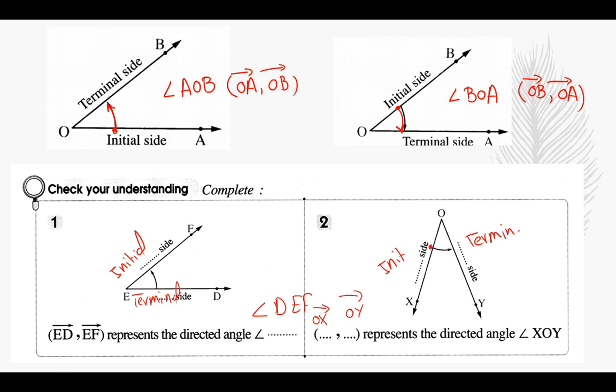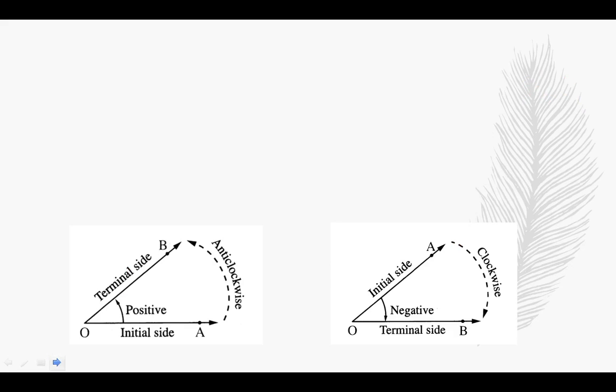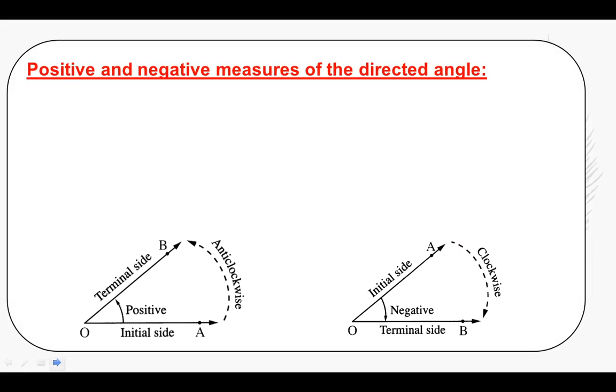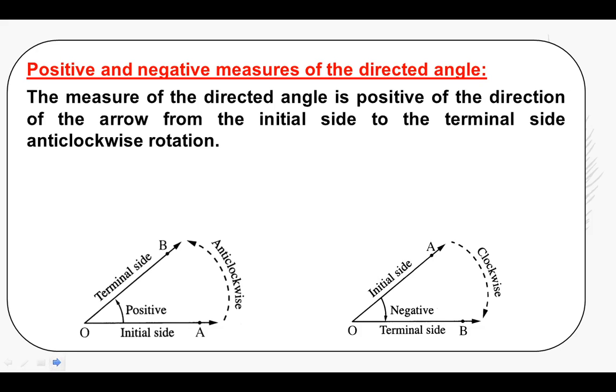Okay, let's go to another slide. Positive and negative measure of the directed angle. The measure of the directed angle is positive if the direction of the arrow from the initial side to the terminal side is anti-clockwise rotation. So if the rotation is anti-clockwise, then the measure of this angle is positive. And if the rotation is clockwise, as in figure 2, from the initial side to the terminal side, the measure of this angle will be negative.